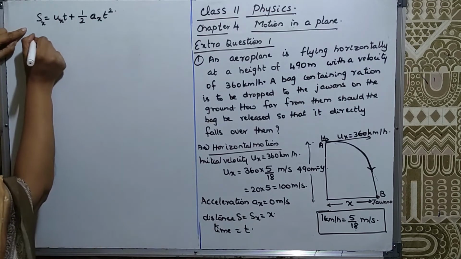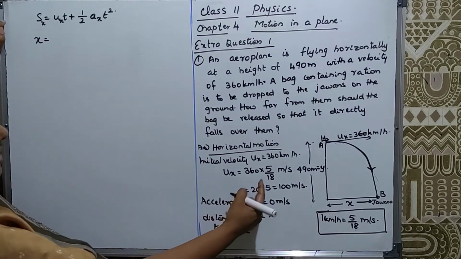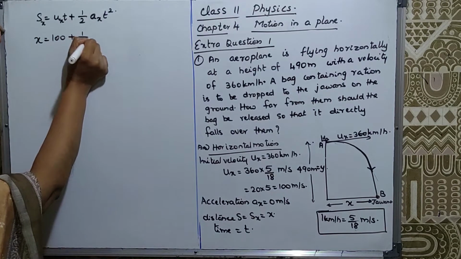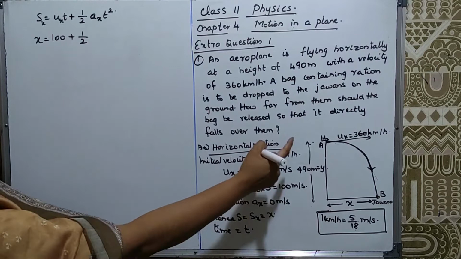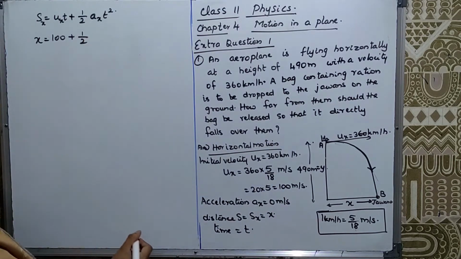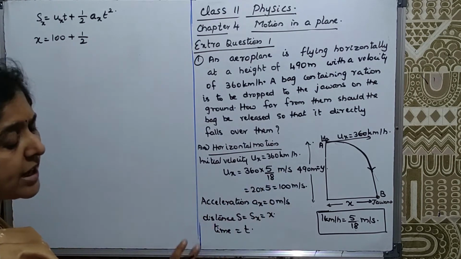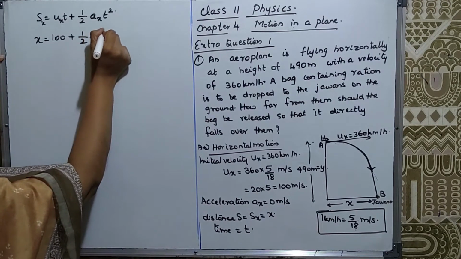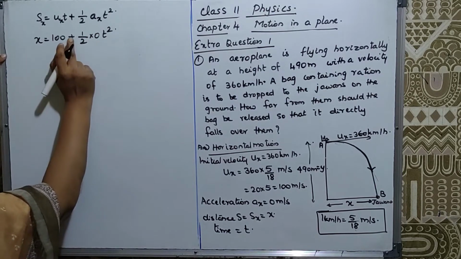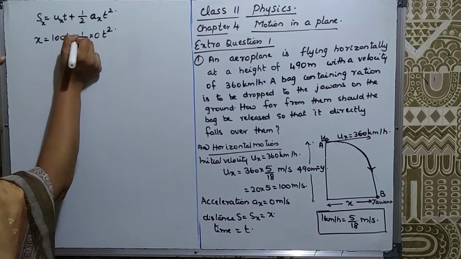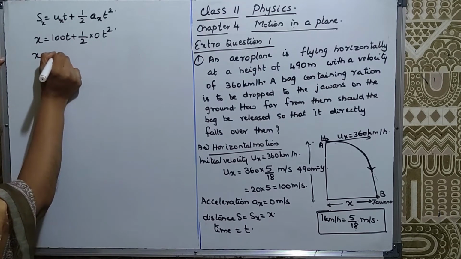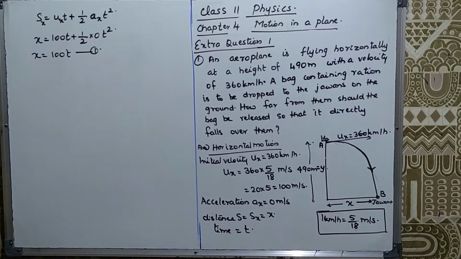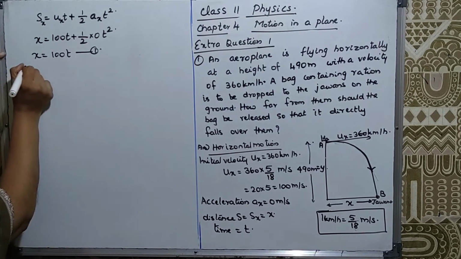Sx we take as x, equal to ux, which we got as 100 meter per second, times t, plus half ax, which is 0 because the motion was along the horizontal. So here the acceleration due to gravity is actually 0 along the horizontal. So x will be equal to 100t, equation number 1. Now we are considering the motion along the vertical.